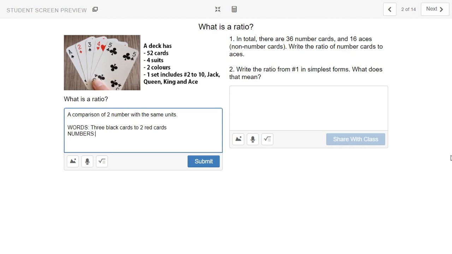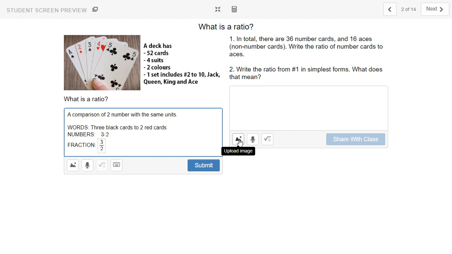I can use numbers to represent a ratio by saying 3 to 2. Now, the colon here is what's used to represent "to." I could also represent a ratio as a fraction. So 3 over 2.